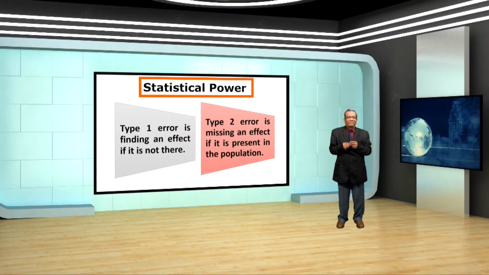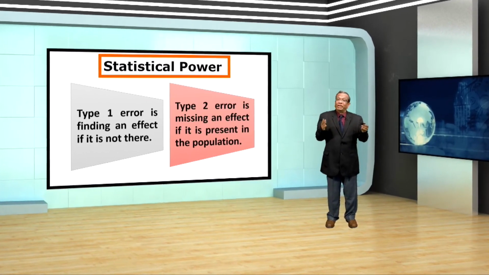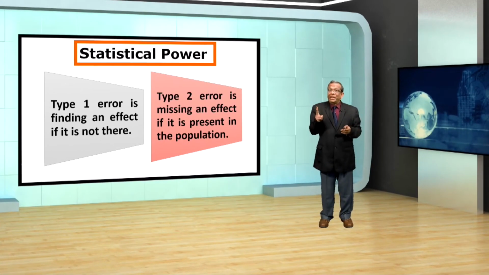Statistical power. Now let us recapitulate. We have two types of error. Type 1 error is finding an effect if it is not there. Type 2 error is missing an effect if it is present in the population. Statistical power addresses the type 2 error. While p-value is addressed in type 1 error, type 2 error is addressed by statistical power.